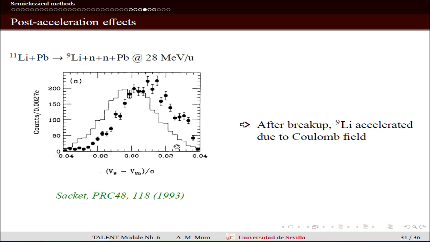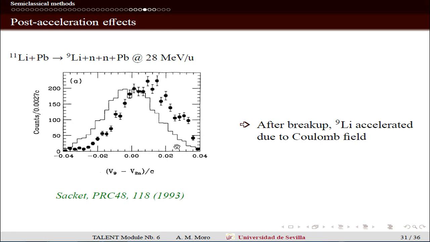In this observable, they are measuring the velocity of the lithium-9 and the velocity of the neutrons, or the center of mass of the two outgoing neutrons. So at the end, we break the lithium-11, we have lithium-9 and the two neutrons. If you manage to detect all particles, you can obtain this observable. So you get this difference in velocity.